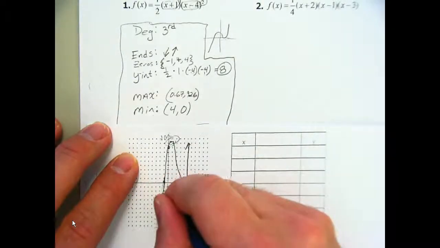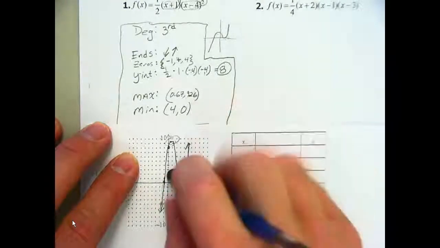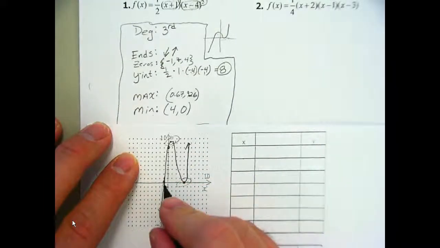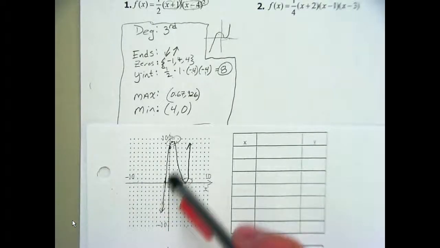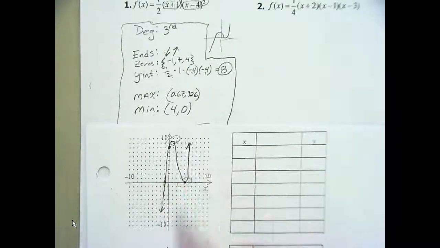Thank you. You can always make this even more accurate by calculating other points in between. But right now all I expect are zeros, y-intercepts, and your turning points. Any questions?